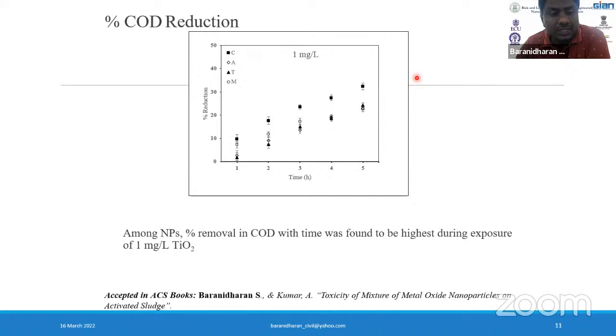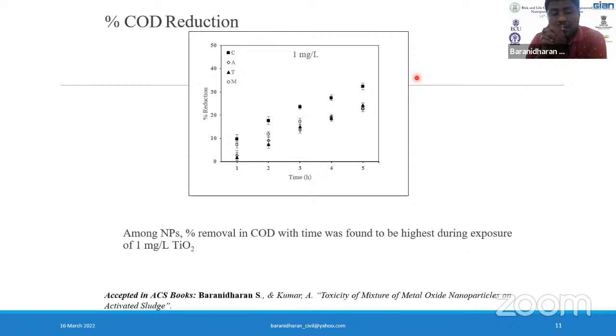So with respect to percentage COD reduction, these nanoparticles were spiked into the solution, and their impact on the solution was also determined. When compared with BOD, COD is one experiment where you can arrive at the results in a much shorter duration of time. Closed reflux method was used, and the percentage removal of COD was measured with respect to time, for 5 hours after the nanoparticles were spiked into the solution.